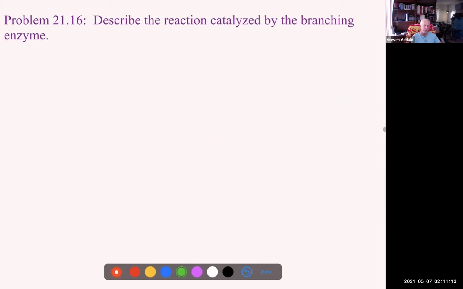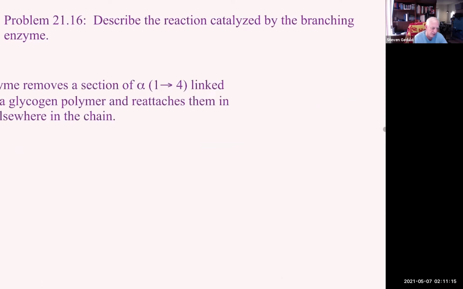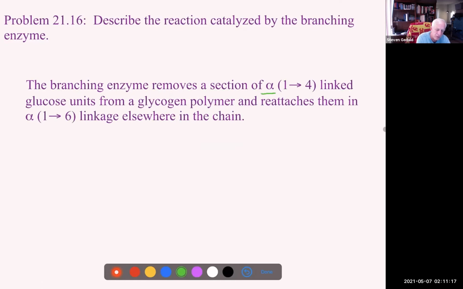Describe the reaction catalyzed by the branching enzyme. We just did that. The branching enzyme removes a section of alpha 1,4 linked glucose units from your glycogen polymer, which is your long chain, and reattaches it in a 1,6 linkage. So 1,4 produces your linear one. It removes a 1,4 linked section, and in its place produces an alpha 1,6 linkage, which causes a bend or a branch in the chain.